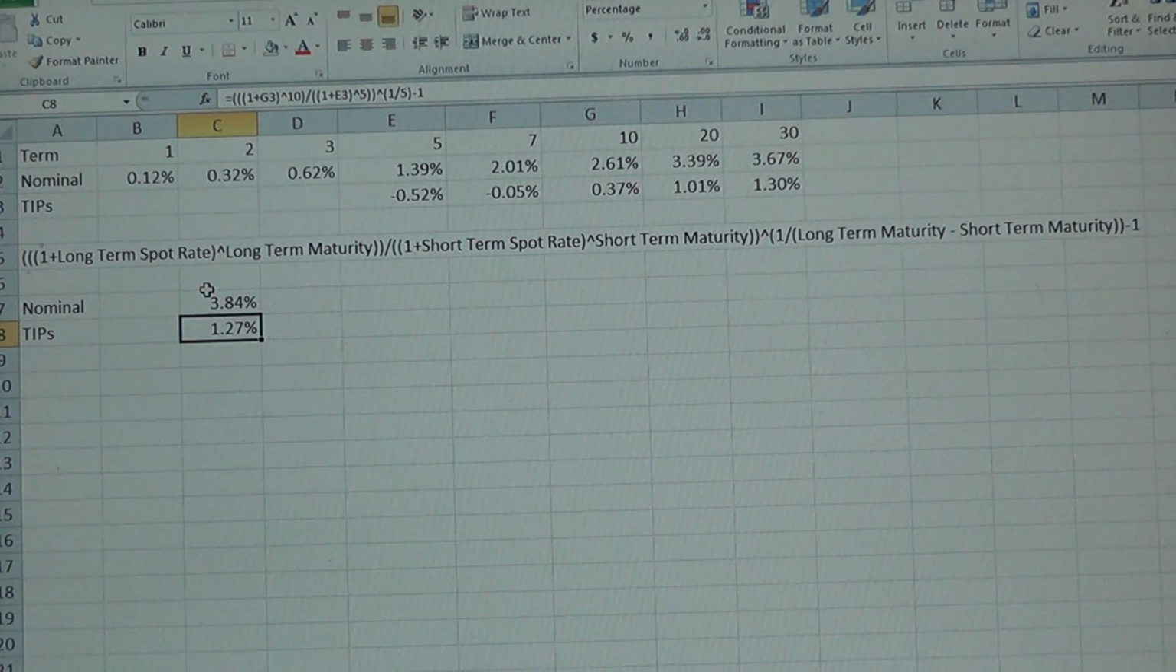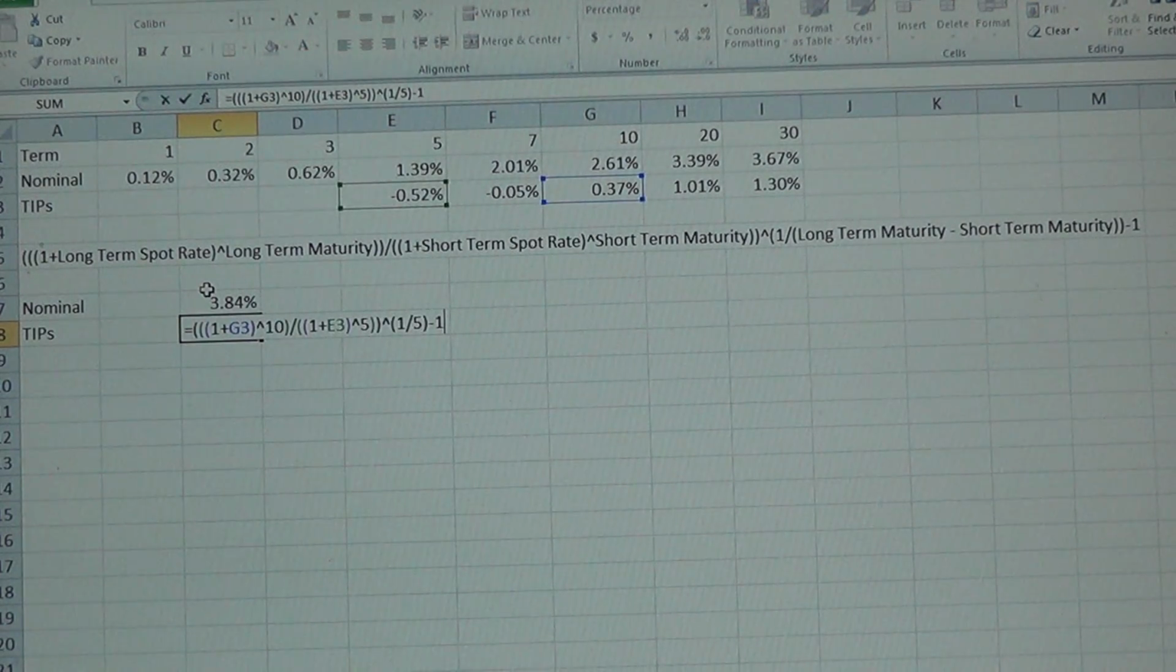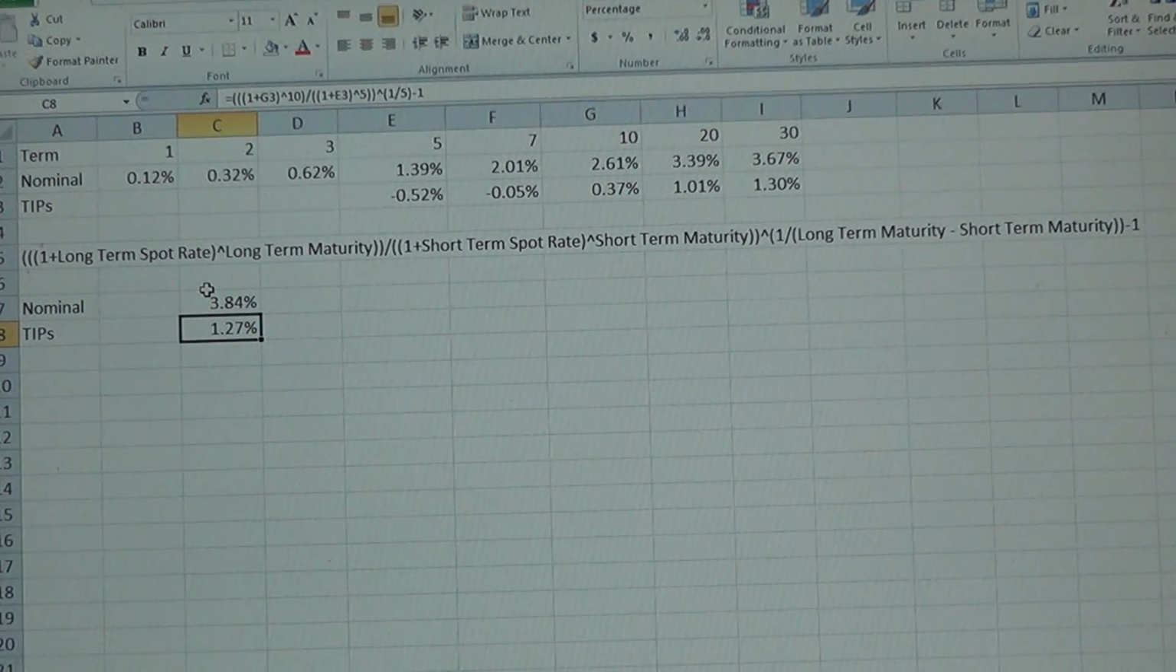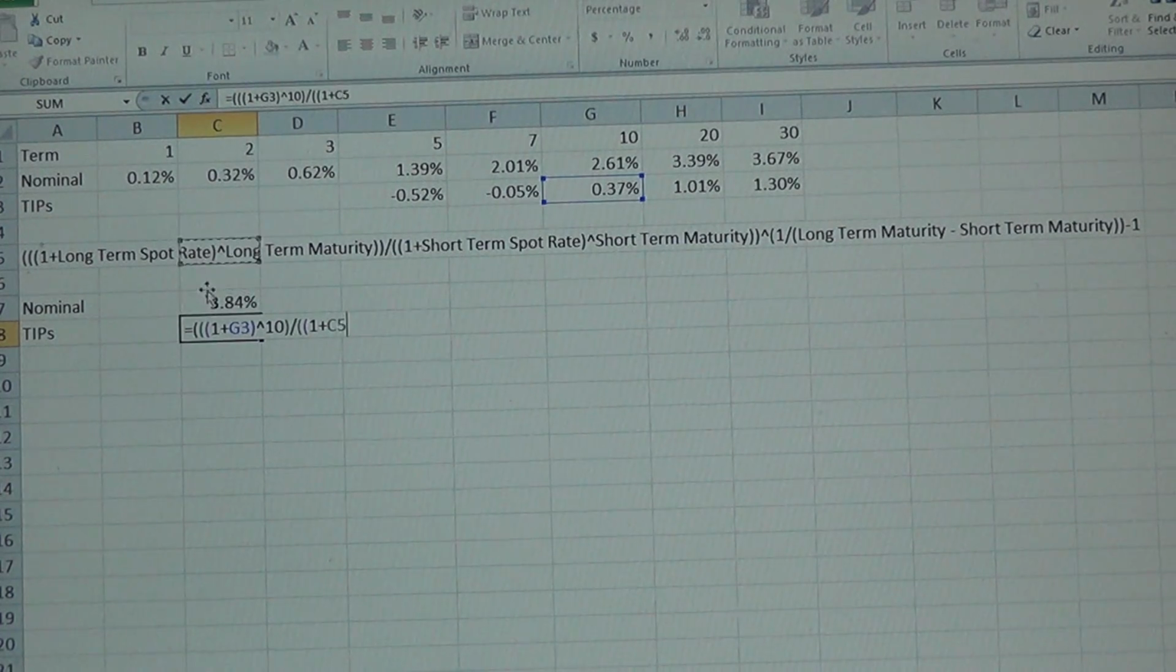And so for the TIP, I copied it down so it works. But for the TIP, I'll go ahead and do the entire equation. Equal, open parentheses 3 times 1 plus the 10-year TIP, close parentheses, raised to the 10th, close parentheses, divided by open parentheses twice 1 plus the 5-year TIP, raised to the 5th, close parentheses twice, and raise all of that to the 1 divided by 5 minus 1.